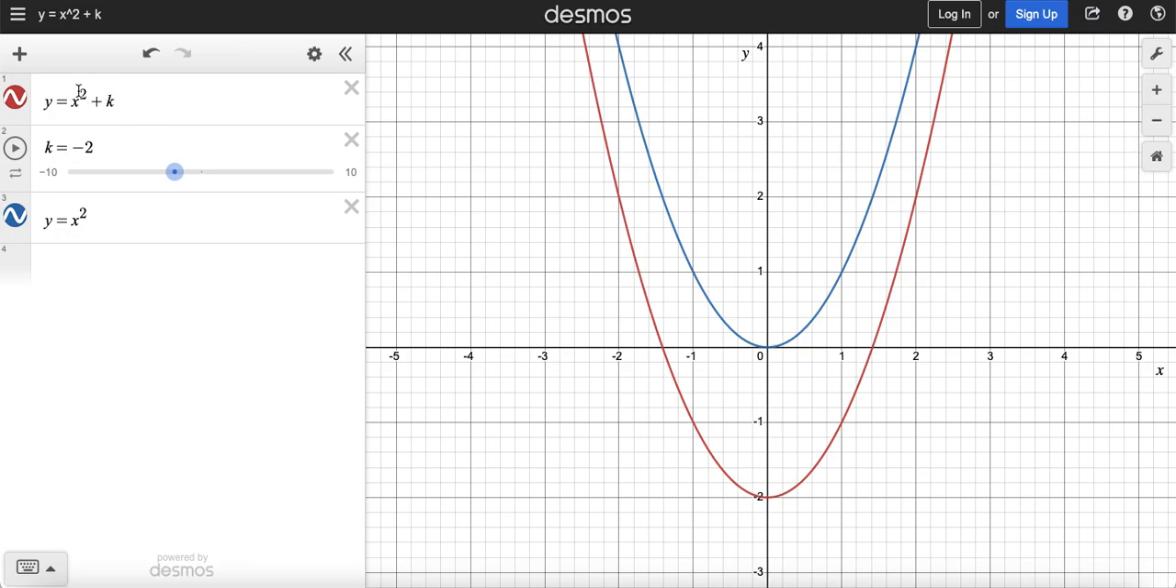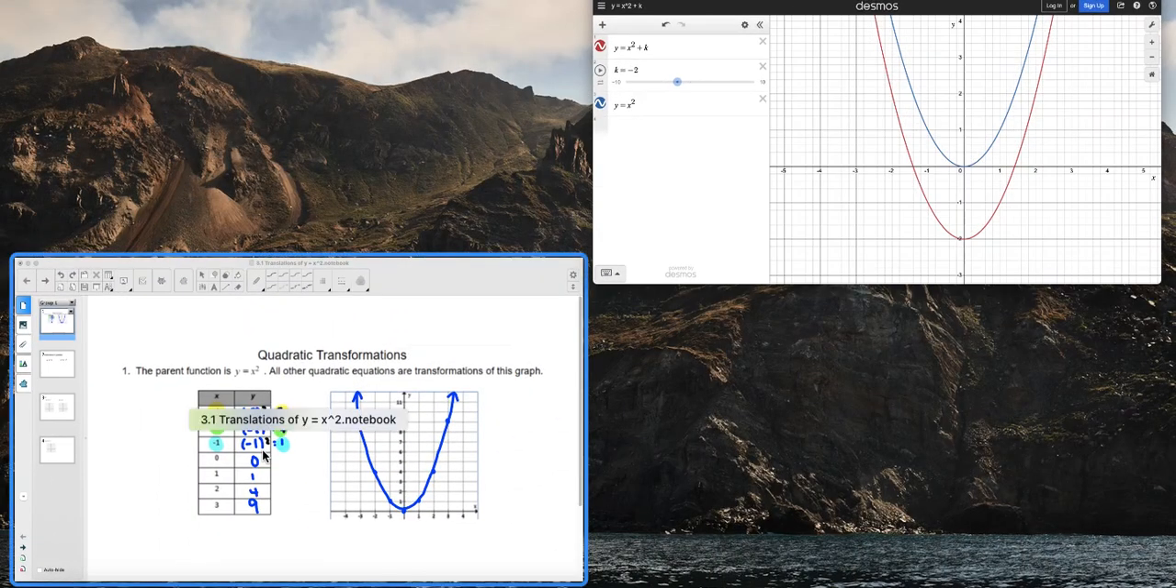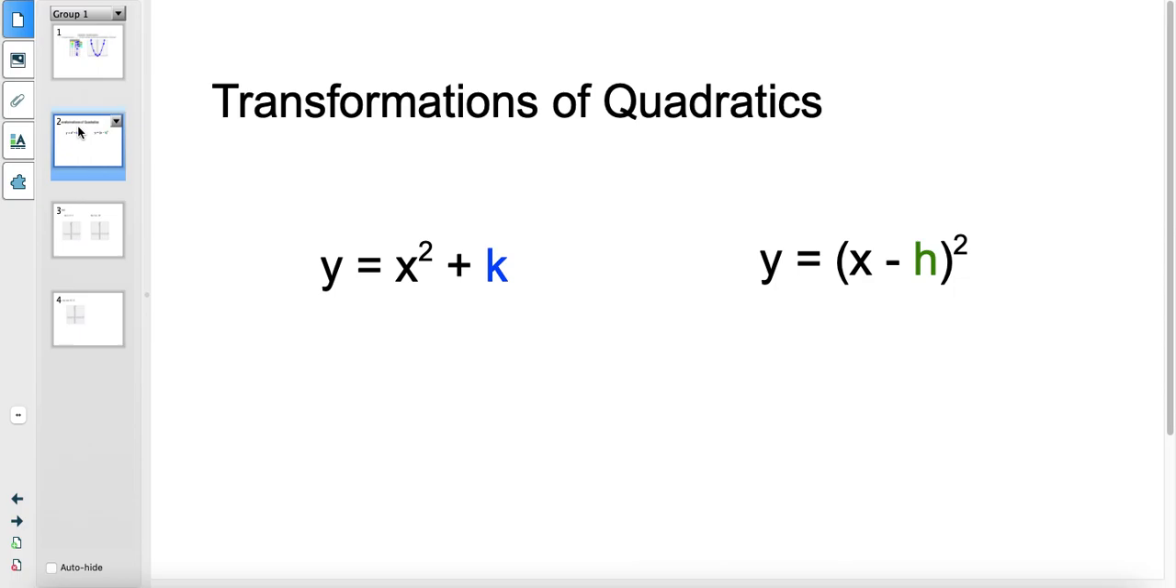So if we're adding a value to x squared, if the value we're adding is positive, then that's going to shift the graph up. And if the value we're adding is negative, then that's going to shift the graph down. So let's write that down. Again, we saw, if the value we're adding, k, is positive, then we shift the graph up. And if k is negative, then we're going to shift the graph down.